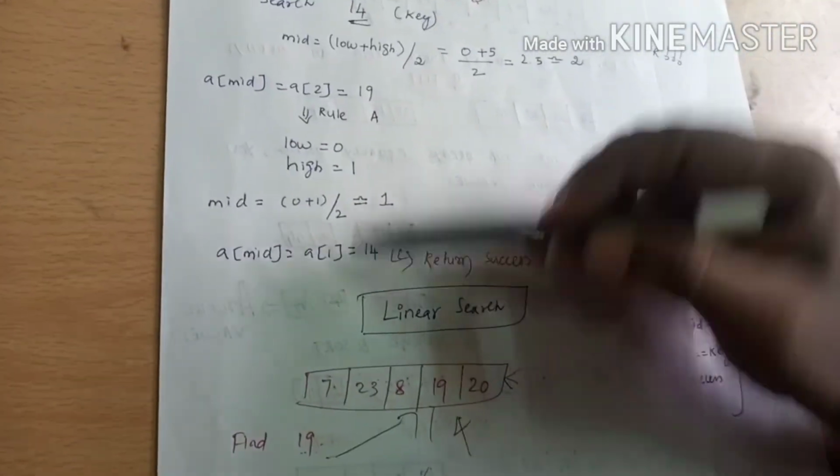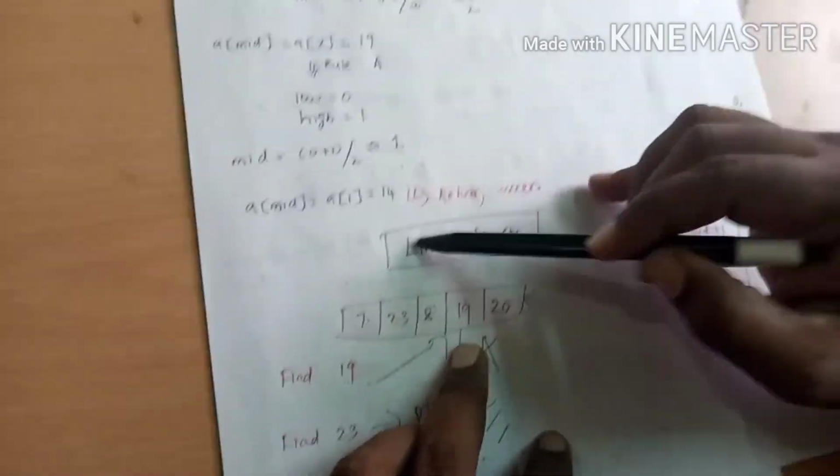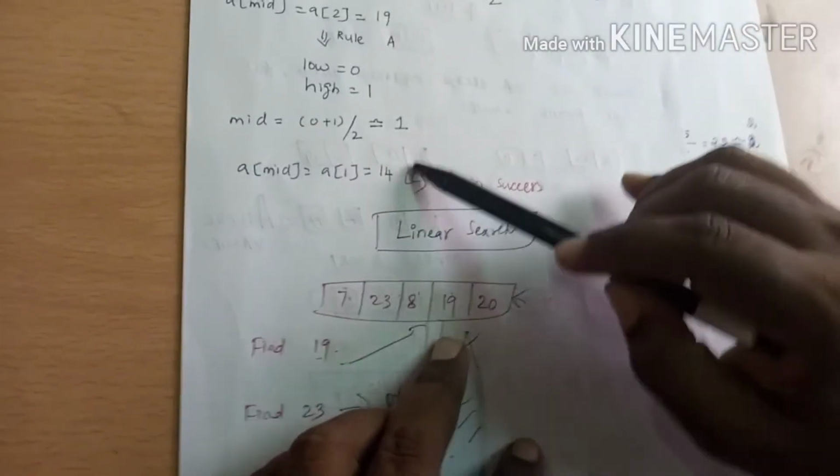So what is A of 1 now? A of 1 is 14. Now we check whether A of 1 is equal to the key. 14 is equal to 14. Then we say it is success. So this is how the binary search algorithm works.